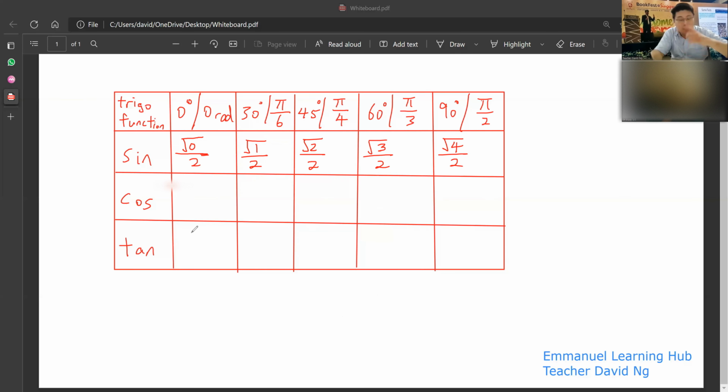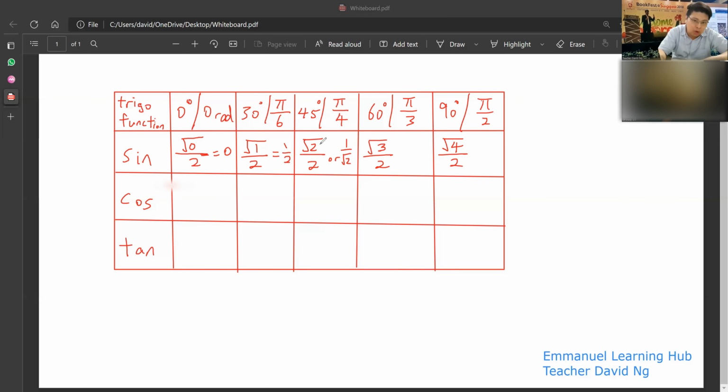You need to be good in surds in order to derive this table. Square root 0 is 0, and 0 divided by anything is 0. Square root 1 is 1, so the final answer is half. Square root 2 over 2 is still square root 2 over 2, or 1 over root 2. It's the same thing: 1 over root 2 and square root 2 over 2 mean the same thing, because of the conjugate.